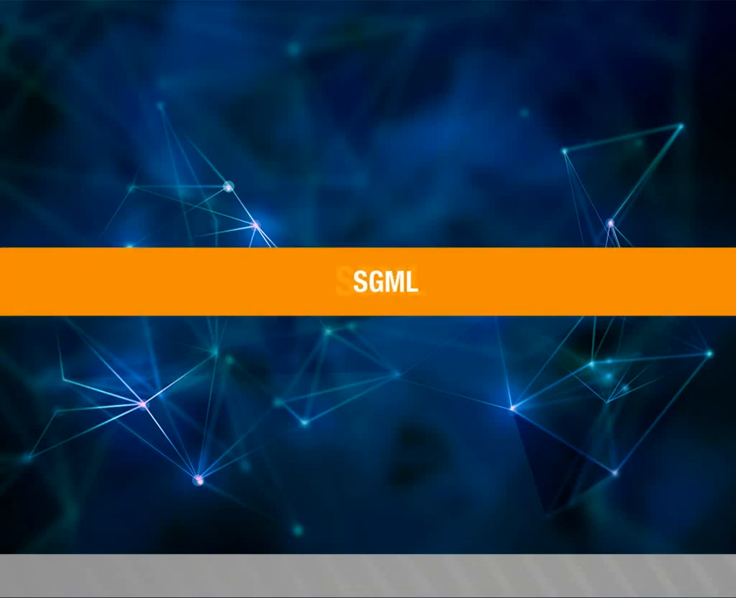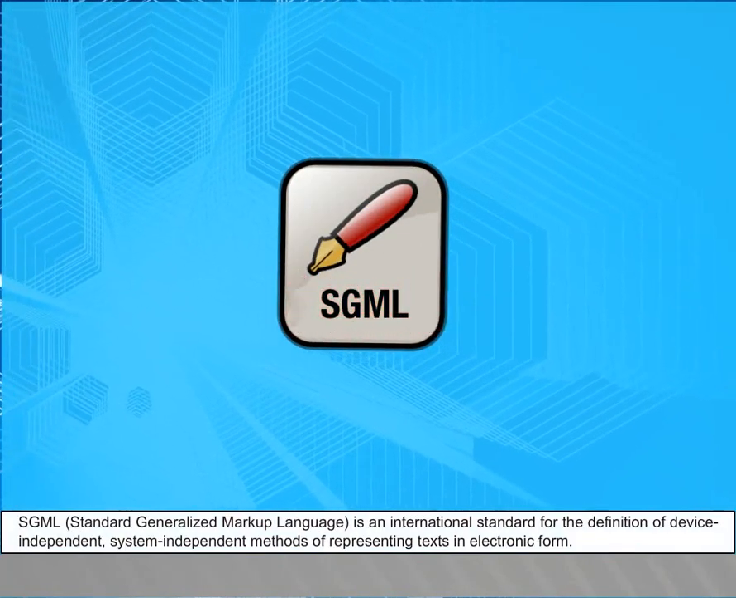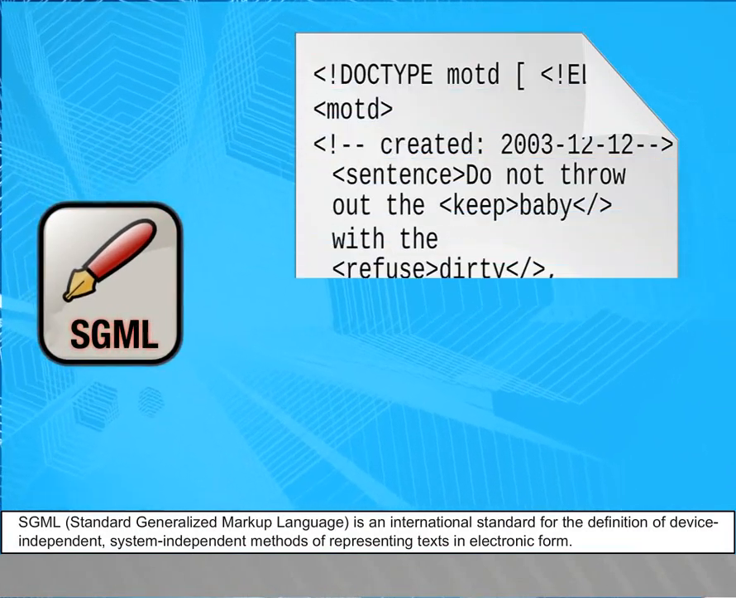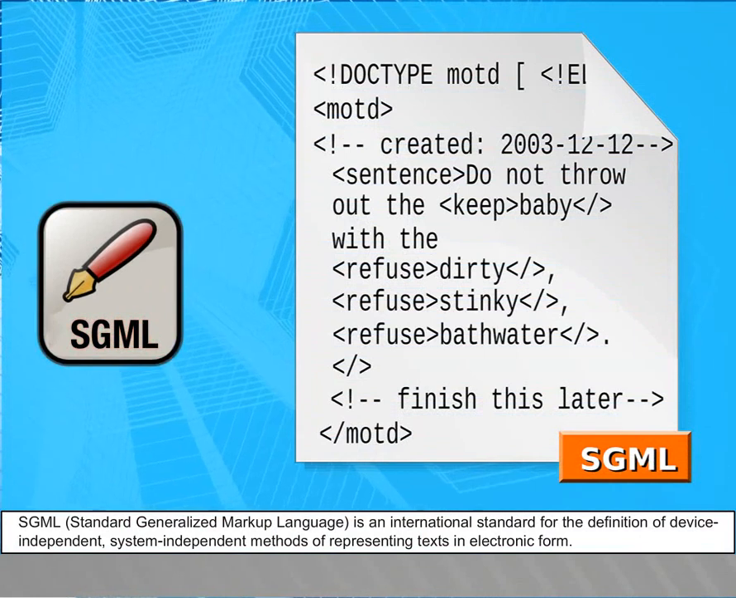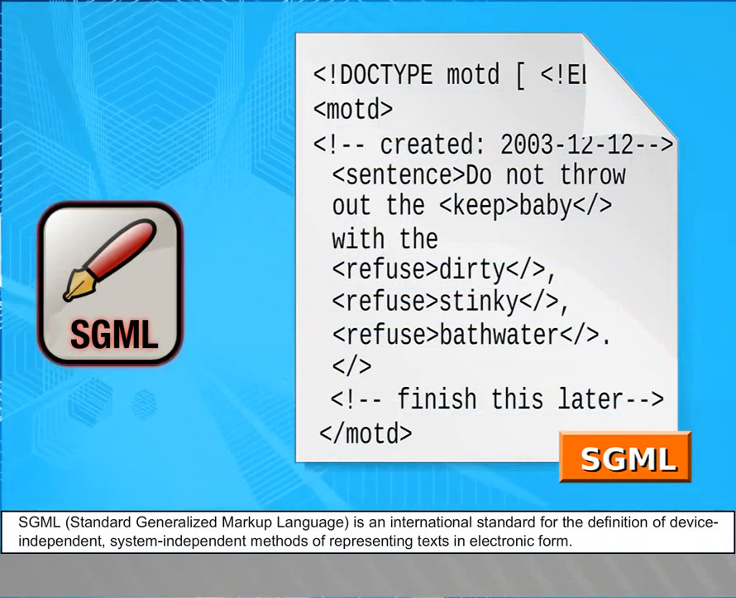SGML. In this video, we are going to learn about SGML. SGML, Standard Generalized Markup Language, is an international standard for the definition of device-independent, system-independent methods of representing text in electronic form.